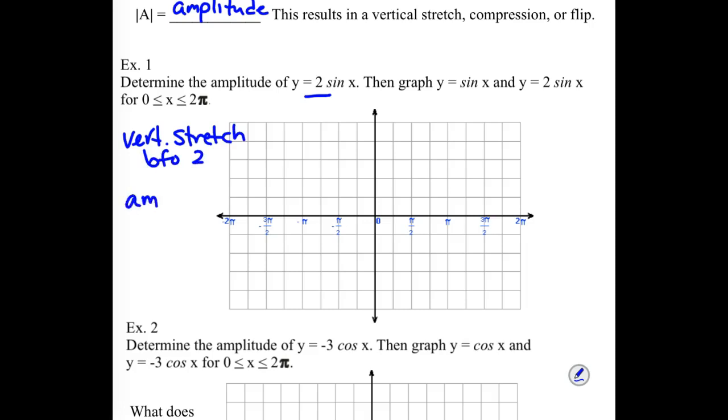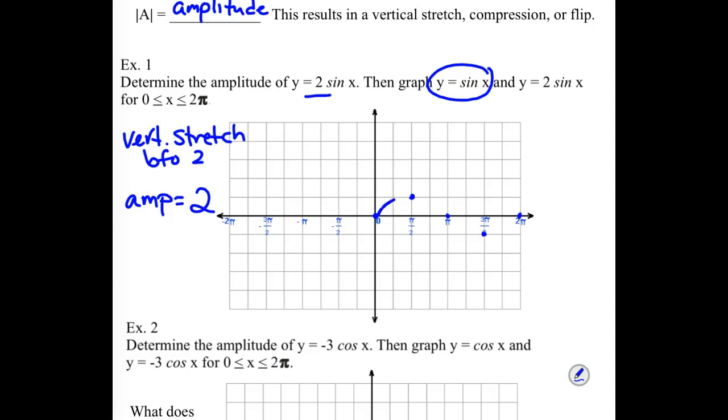So our amplitude for our new graph is going to be a 2. Now, when we graph our sine curve, the sine of x, we said sine starts at 0. It goes up to a 1 at pi over 2. At pi, we're back to 0. At 3 pi over 2, we're at negative 1. And then back at 2 pi, we're back to 0.